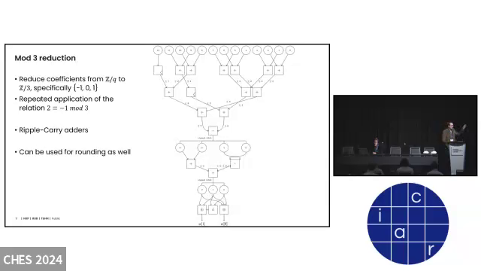And the thing, of course, is that this can also be applied for the rounding operation. Basically, what you do is you first apply this mod 3 to the polynomial and then add that back to the original one, and that's how you get your rounded polynomial.